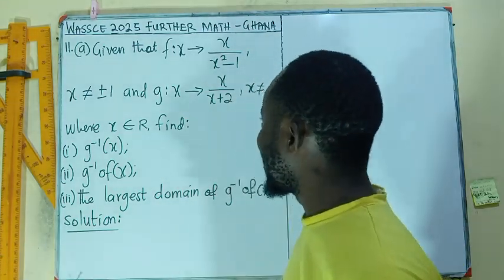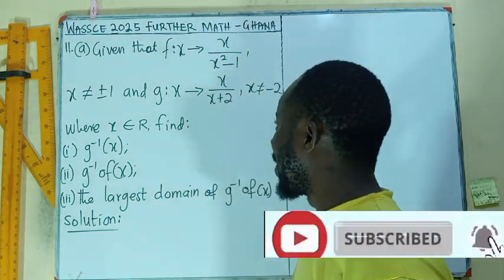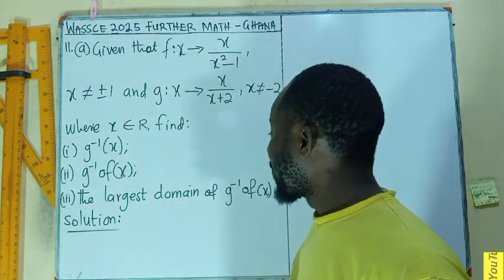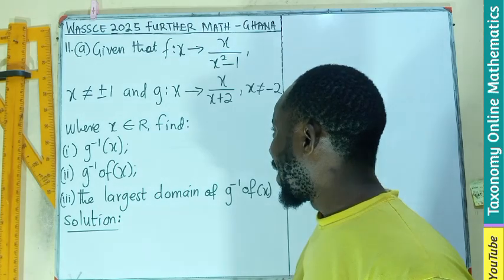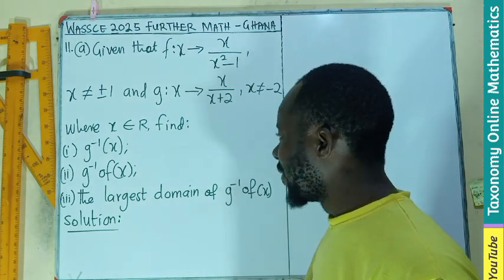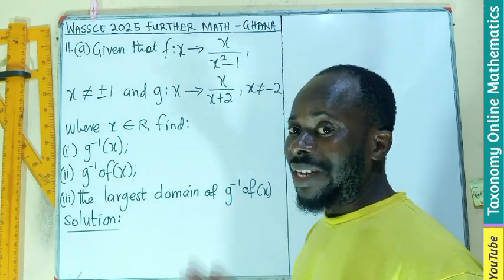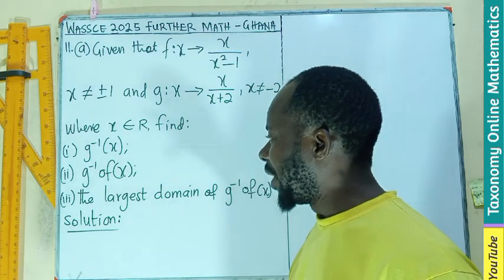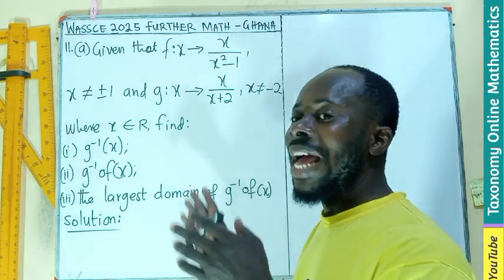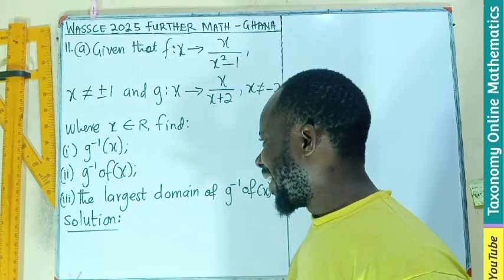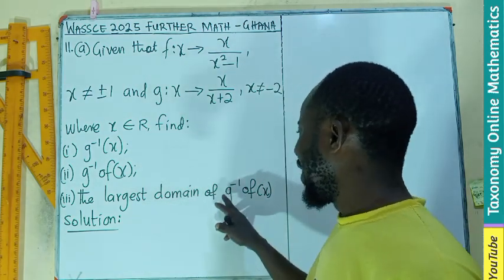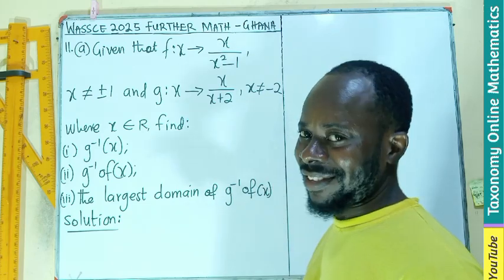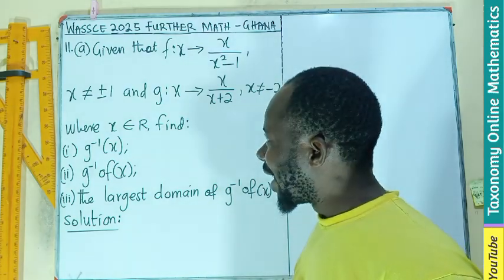Given that f of x is x divided by x squared minus 1, where x cannot be equal to 1 or negative 1, and g of x as x divided by x plus 2, where x cannot be negative 2, and x belongs to the set of real numbers, you have to find the inverse of the g function, then g inverse of f of x. Then the largest domain of g inverse of f of x. All right, I think that will be how you call that.